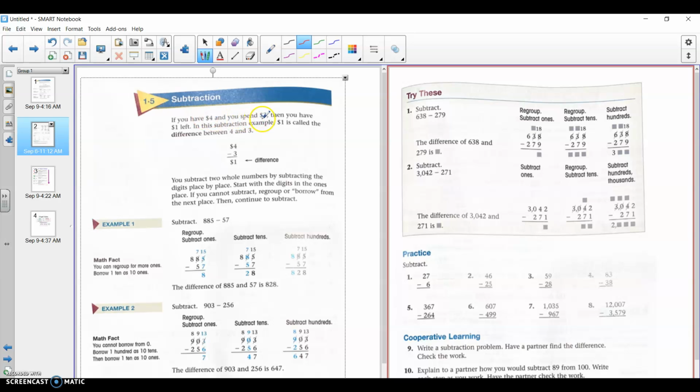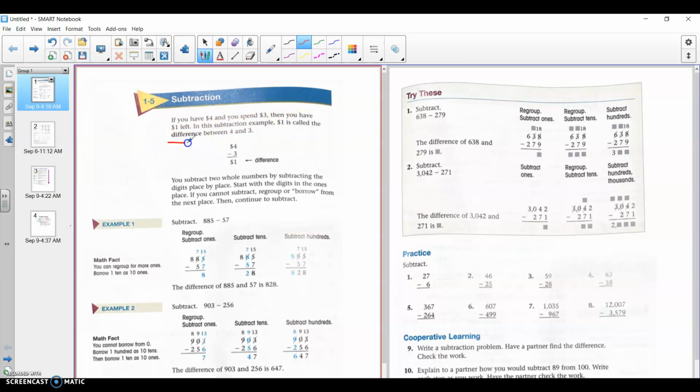In this subtraction example, $1 is called the difference between 4 and 3. So unlike addition, they have the two numbers called the add-ins at the top. This 4 would be an add-in, this 3 is an add-in, and the sum would be the answer to an addition problem. Well, here we just have the answer to a subtraction problem, and it's called difference. So when you see the word difference, you know that you're subtracting.